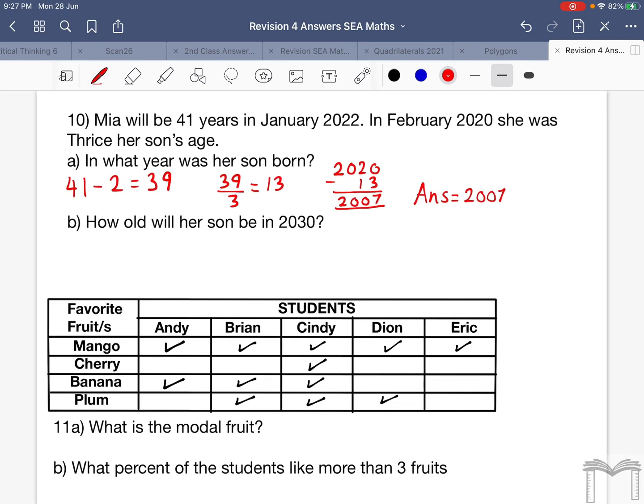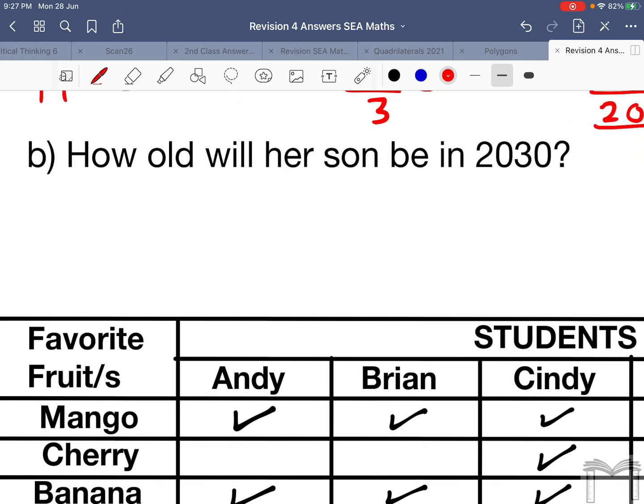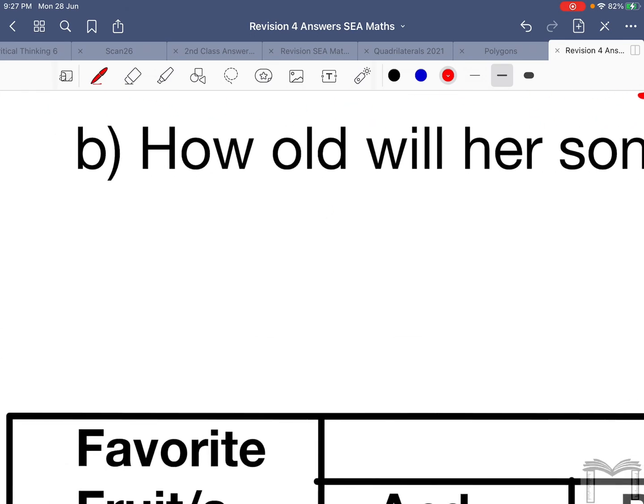Part B. How old will her son be in 2030? So in 2020, he's 13 years. So 10 years ahead, he will be 10 years older. So 13 plus 10 years will give us 23 years.